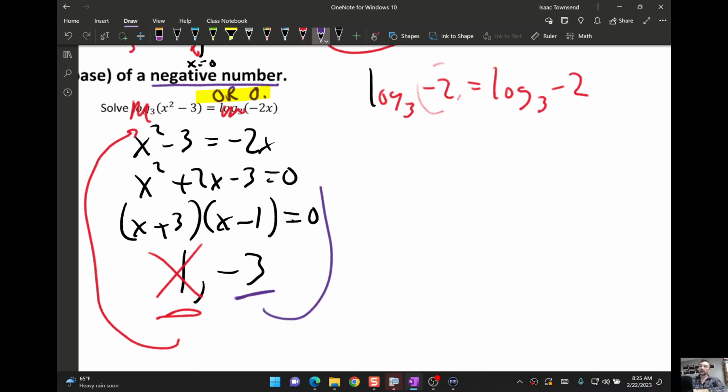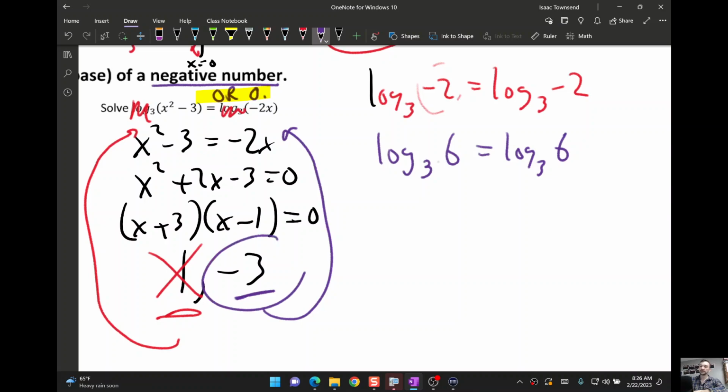If I plug in -3, not only does the left and the right side equal each other, but I'm not taking the log of 0 and I'm not taking the log of a negative. There is some power of 3 that gives me 6. It's not a nice whole number, but it at least exists. So there's only one answer there.